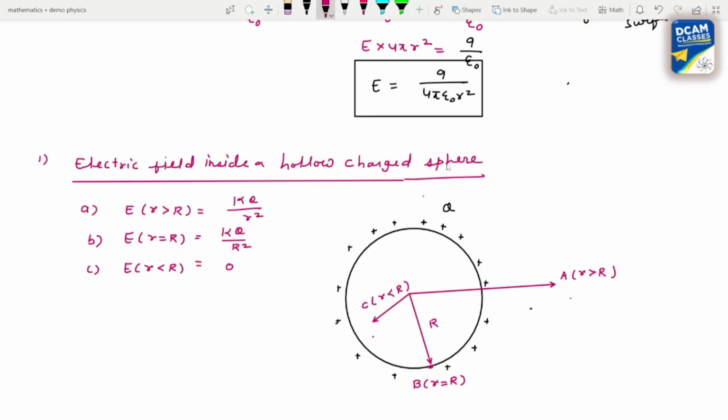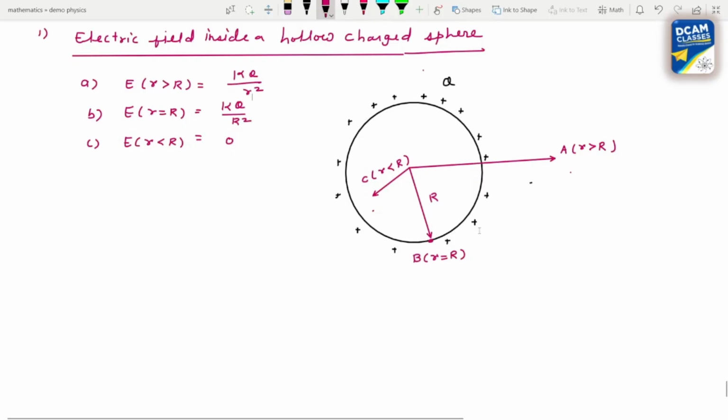How did you calculate this? Can you explain? Sir, by using what we got for the point charge. Acha, the same way you have constructed the Gaussian surface, na? Yes, sir. Dharni, you understood, or you want me to do it? Sir, can you explain once? Okay, wait, I'll explain.